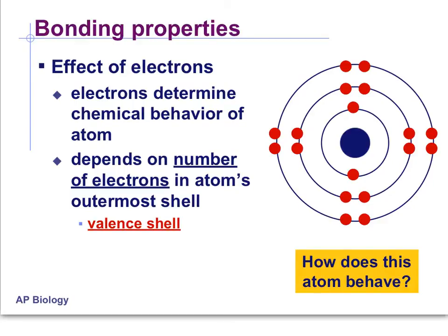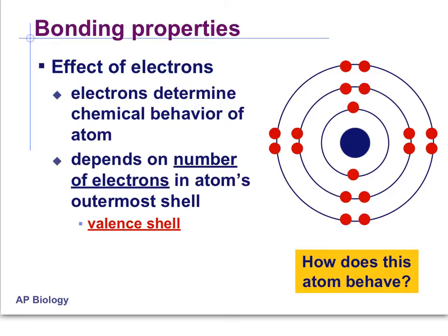As we move into talking about bonding properties, be sure to know that it's the electrons that determine the chemical behavior of an atom. In other words, it's the electrons and how they are configured and how many there are, especially in the valence shell, the outside shell, that determine how an atom is going to react and interact with other atoms.